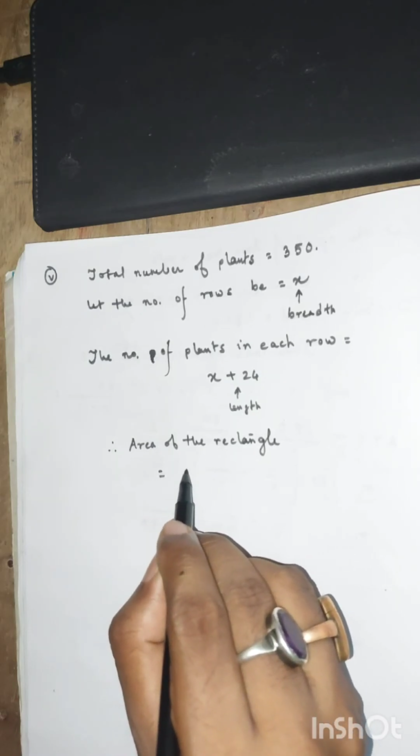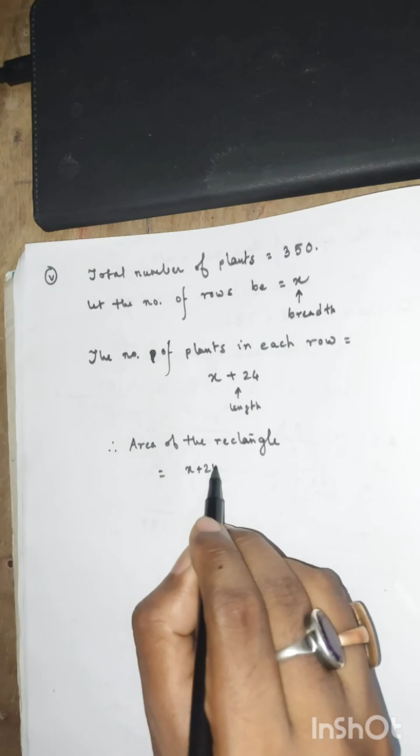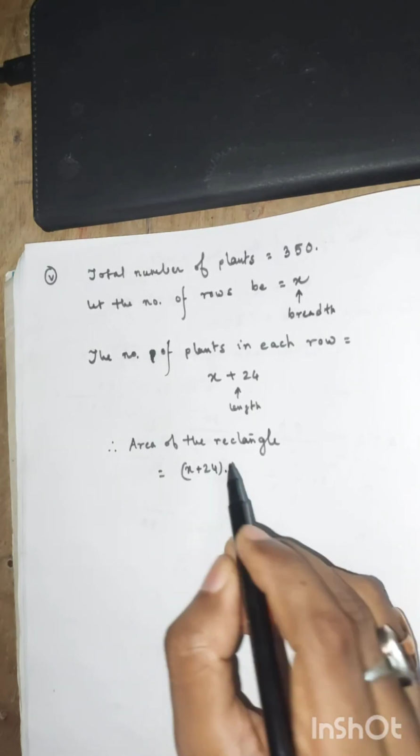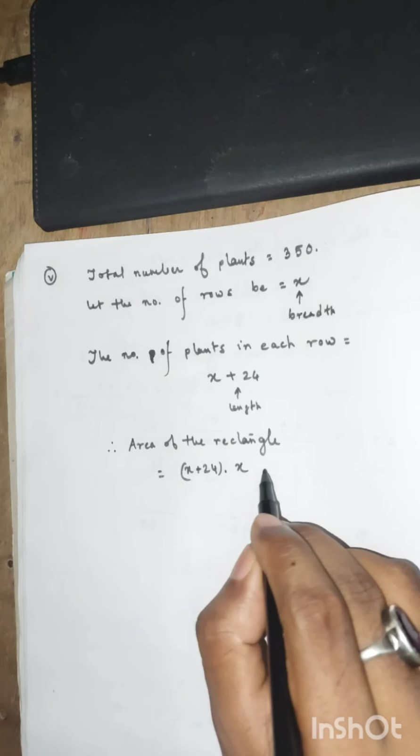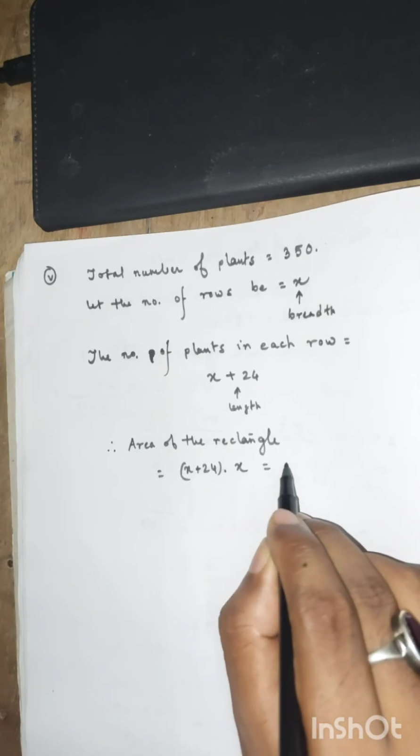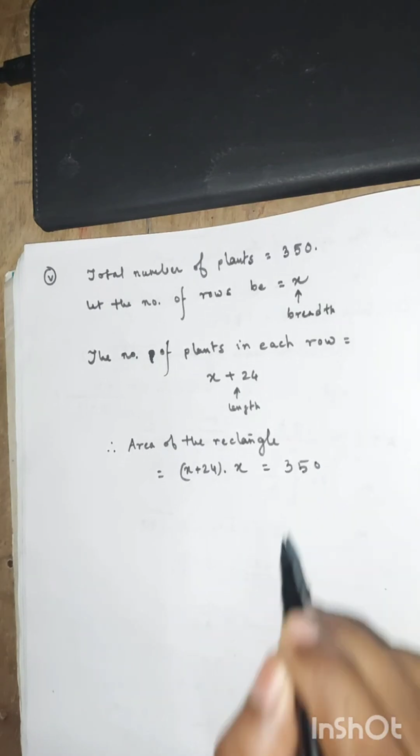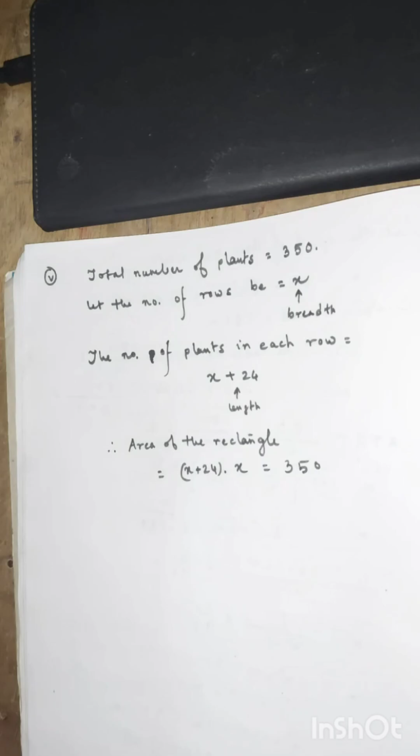So length is x plus 24 and the breadth is x, which is equal to 350, because 350 number of plants occupy this area. So this area is equal to 350.